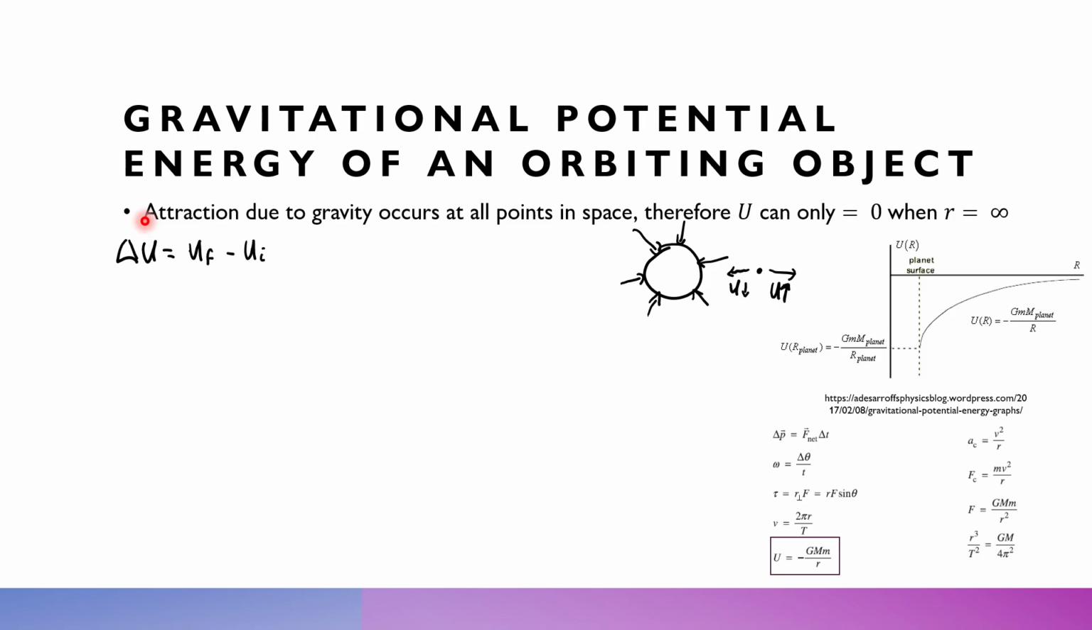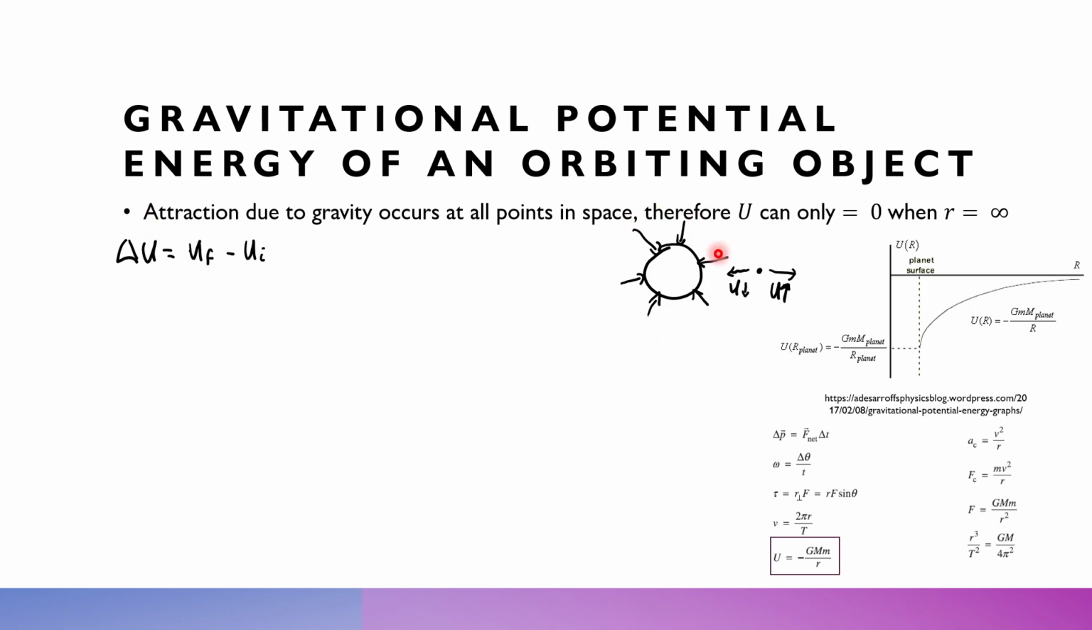We know that attraction due to gravity occurs at all points in space. Therefore, the conclusion that we need to make from a quantitative perspective is that gravitational potential energy could only have a zero value if the distance between the two objects, r, was infinite, at which point there would not be a gravitational pull between the two objects. Now, this has some very interesting implications for the value of U.